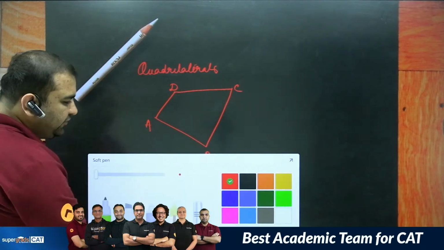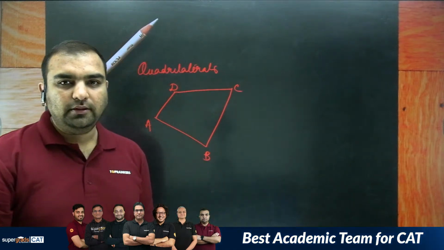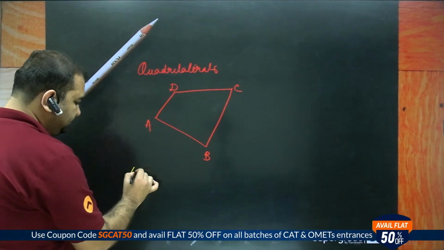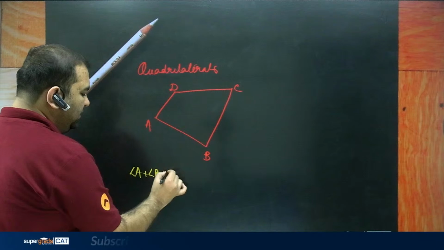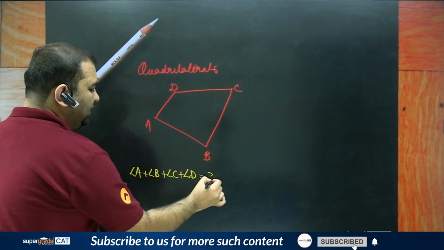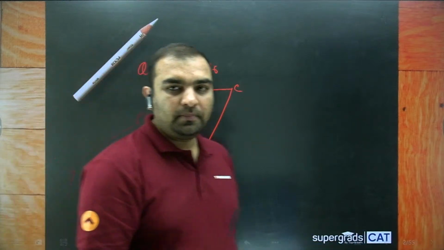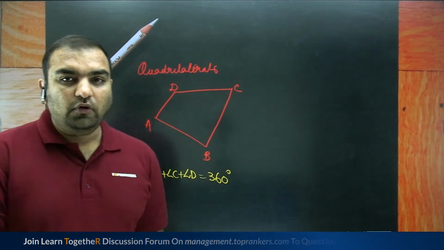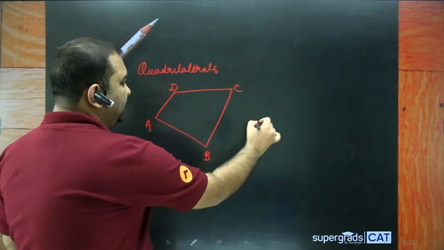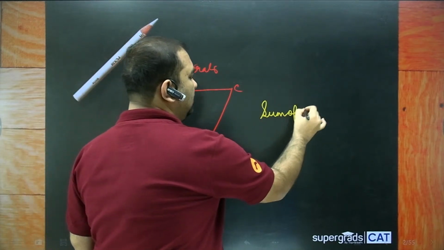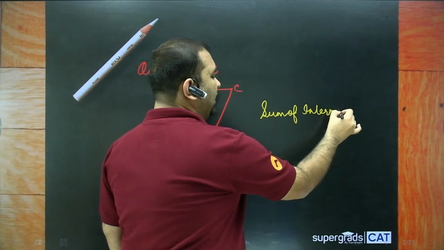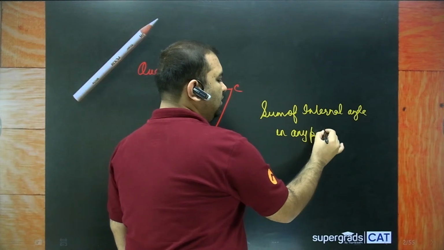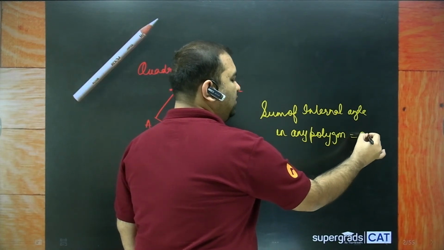So, what are the key takeaways from here? The key takeaways would be, in any quadrilateral, the sum of all angles is going to be 360 degree. Angle A plus angle B plus angle C plus angle D will give you a sum of 360 degree. This comes from the knowledge of polygon. In any polygon, what would be the sum of internal angles? The sum of internal angles in any polygon is (n minus 2) times 180.